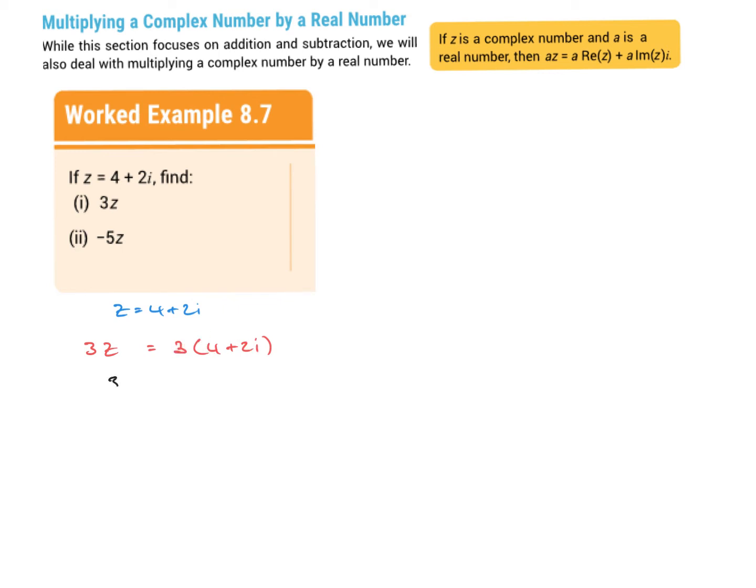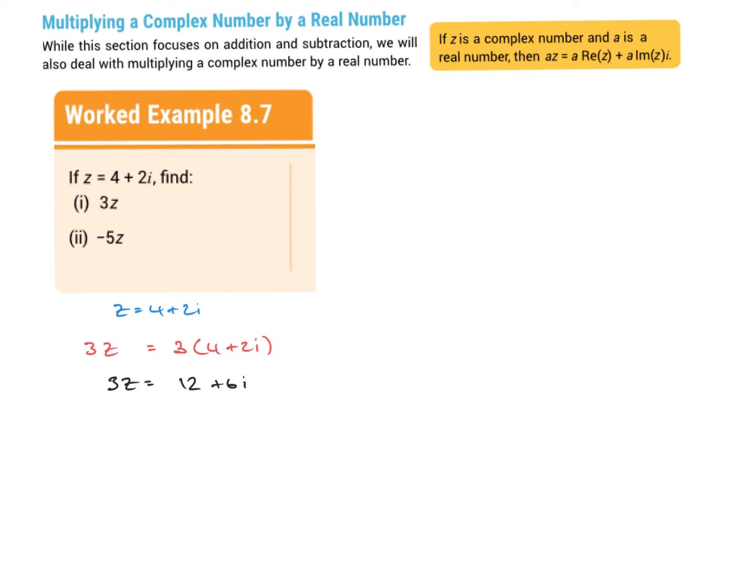So we have 3z is equal to 12 plus 6i, and that would make sense if you think about it, because it's going to be 3 times as big. 3 times bigger than 4 is 12, and 3 times bigger than 2i is 6i.